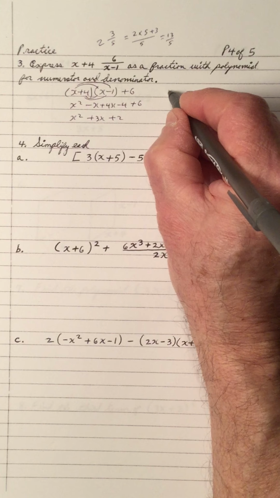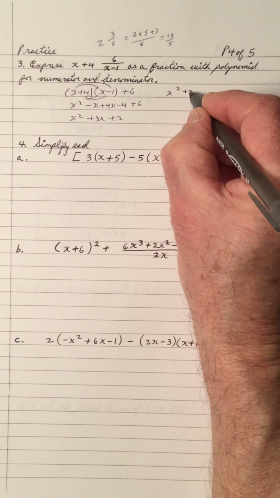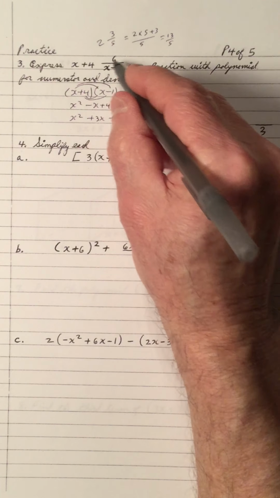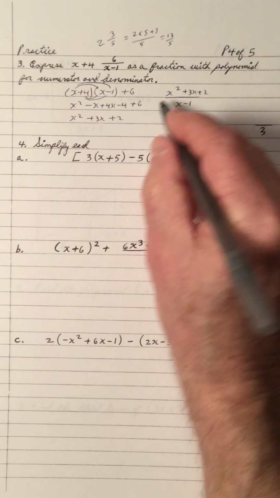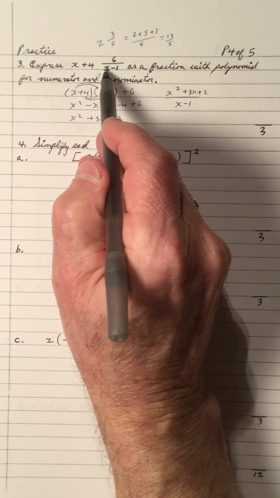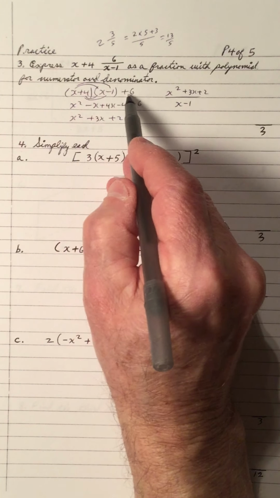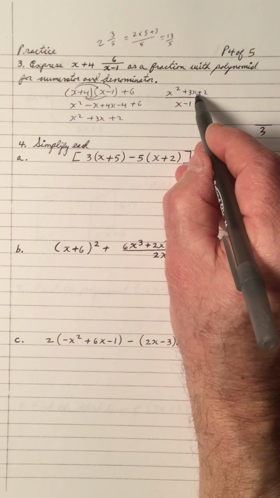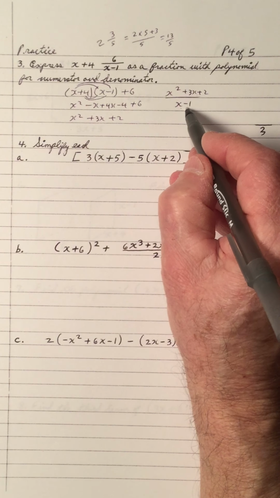Notice that when I do the multiplication, that polynomial goes over your denominator. So there it is. You multiply these two binomials and add the 6. So I did all that work here. When I simplified it, then I put that on the top, all over x minus 1.